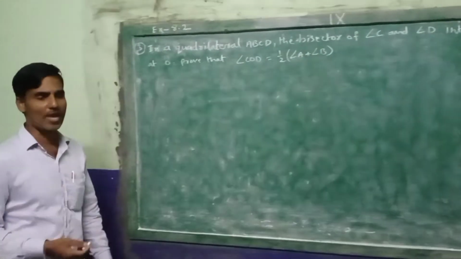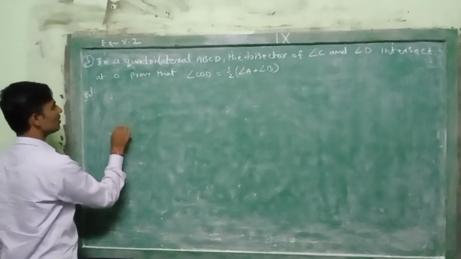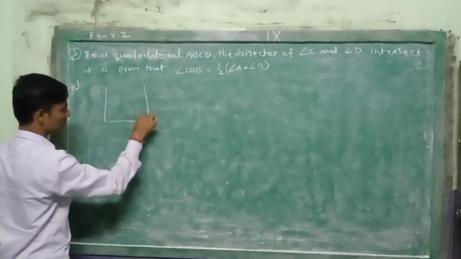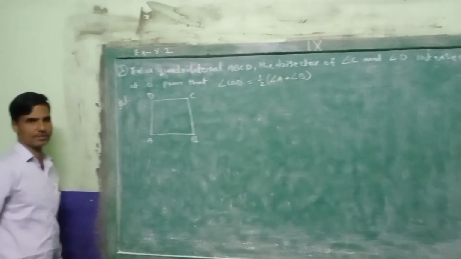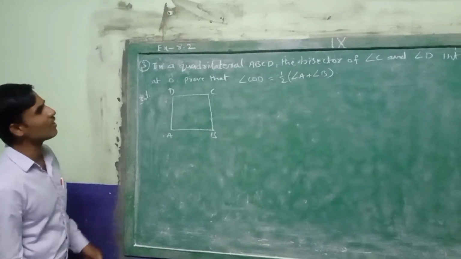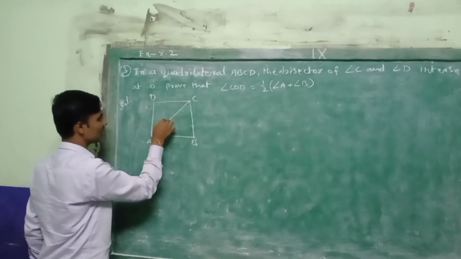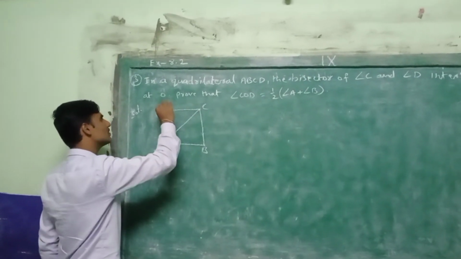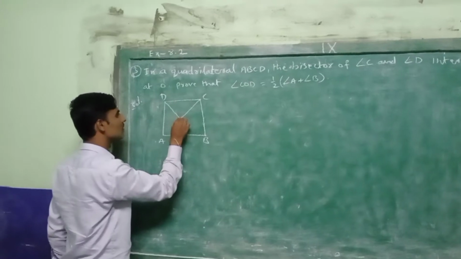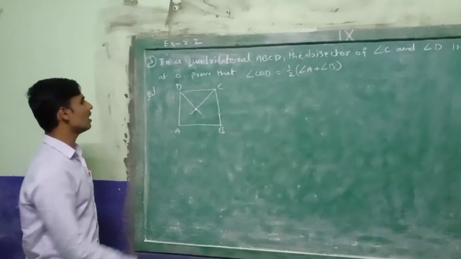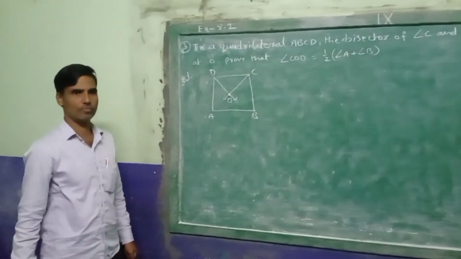Now any quadrilateral we have to take here. Suppose I am taking any quadrilateral A, B, C, D. Now here, bisectors of angle C and angle D. Bisectors means I am taking this one as the bisector of angle C, and this one as another bisector, of angle D. Both intersect at the point O. Okay.